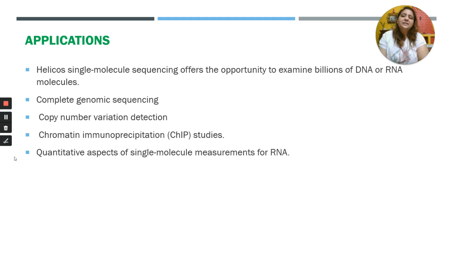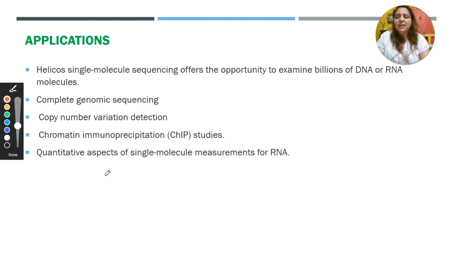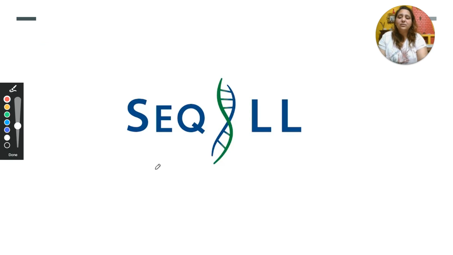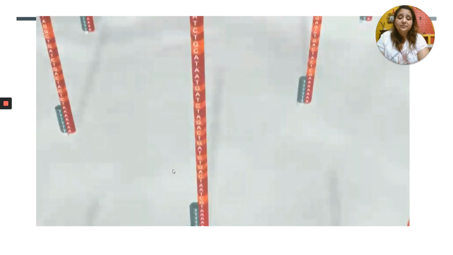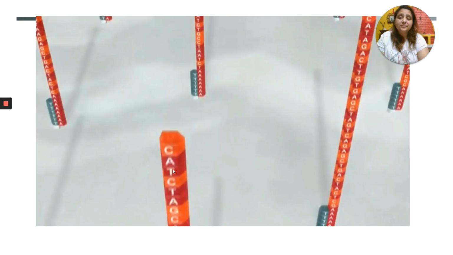That is why people did not use Helicos much, and therefore they became bankrupt. Like other sequencing techniques, it can be used for genomic sequencing, for variation detection, for chip assays, and also for single molecule measurements of RNAs. So the applications were almost the same, but now the Sequel is trying to revive this technology. So true single molecule sequencing has become a reality. Let's take a closer look at how it works.